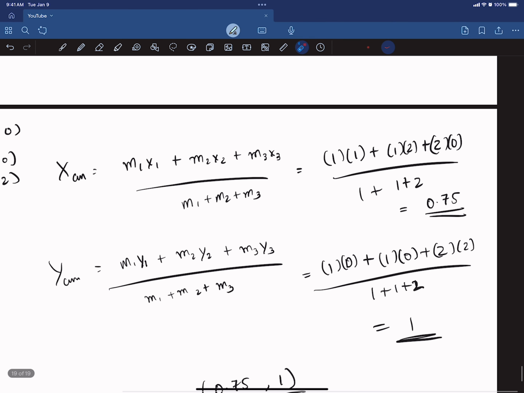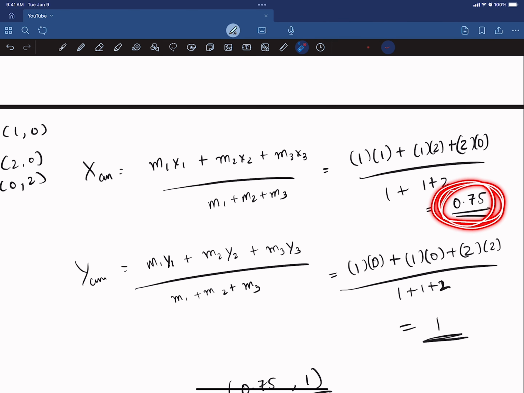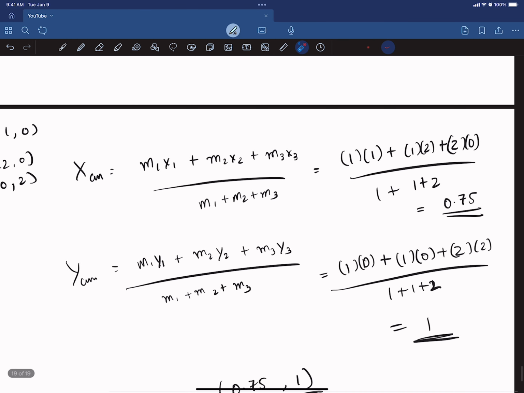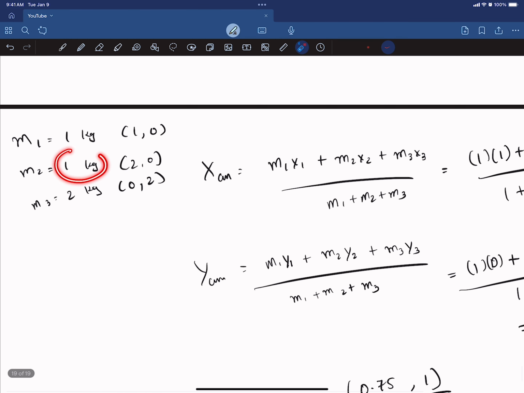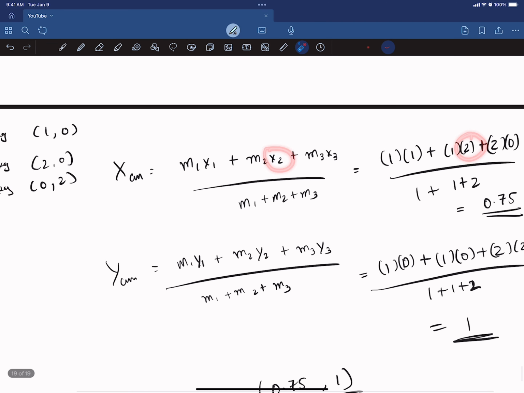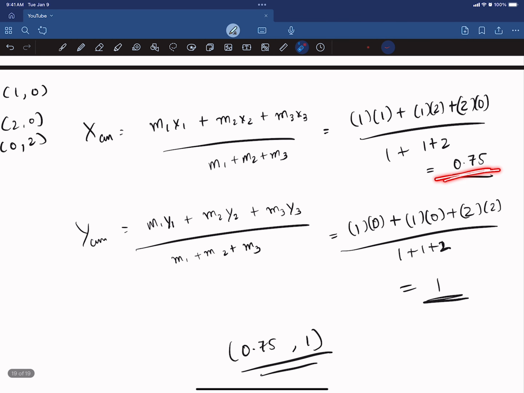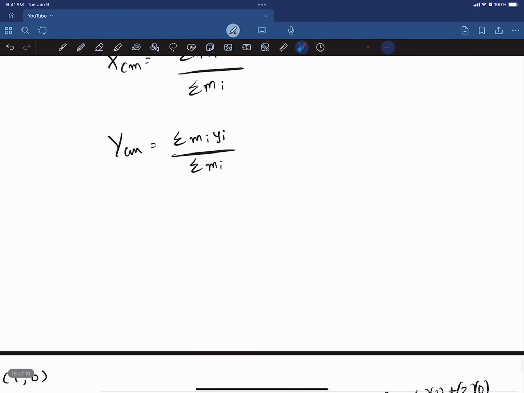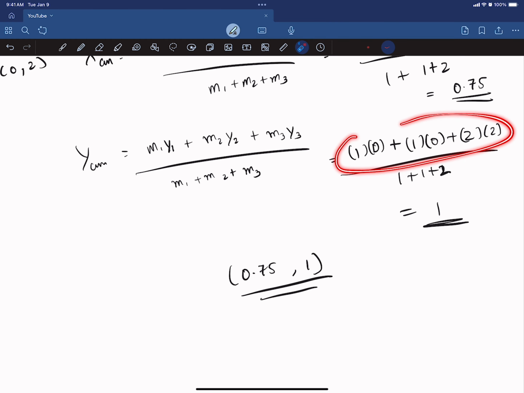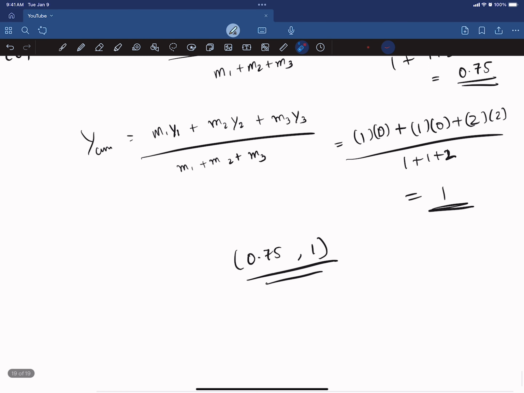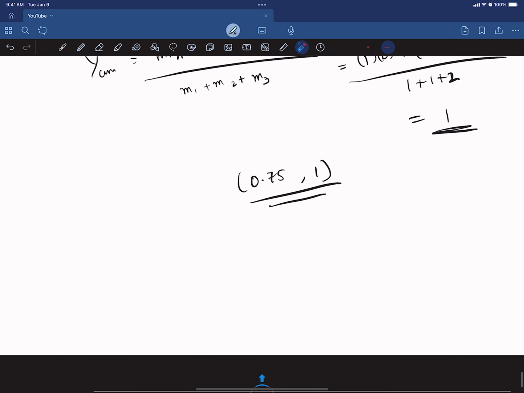So let's substitute the values. We have all the data. Substituting all the values, you will find the x point of your center of mass is 0.75. This is our m1, which is 1 kg, and this is our x1. This is our m2, which is also 1 kg, and this is our x2, which is 2. Similarly, plug in all the data and you will get 0.75 as the x. Still you have to find y. For y, there is the same equation; substitute all the values of m1, y1, m2, y2 and m3, y3, and you will get 1. So this is the coordinate point of the center of mass for that system.